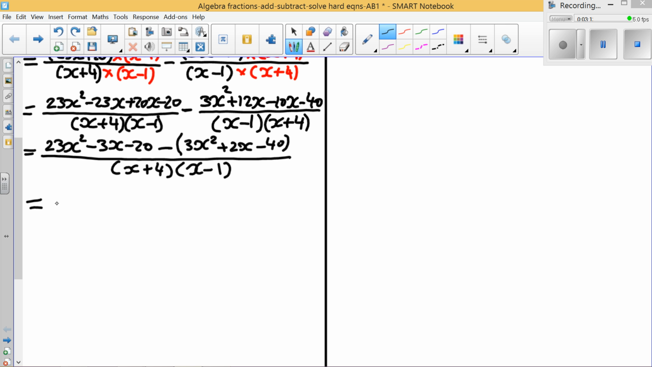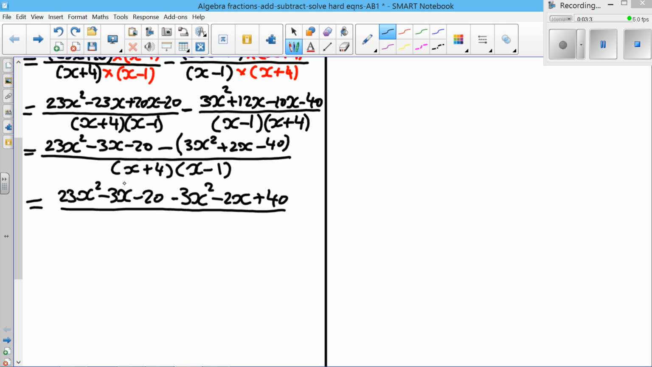Equals. I now expand that bracket, so I have 23x squared minus 3x minus 20. Minus 1 times 3x squared is minus 3x squared. Minus 1 times plus 2x is minus 2x. Minus 1 times minus 40 is plus 40. All over the common denominator, x plus 4 times x minus 1.